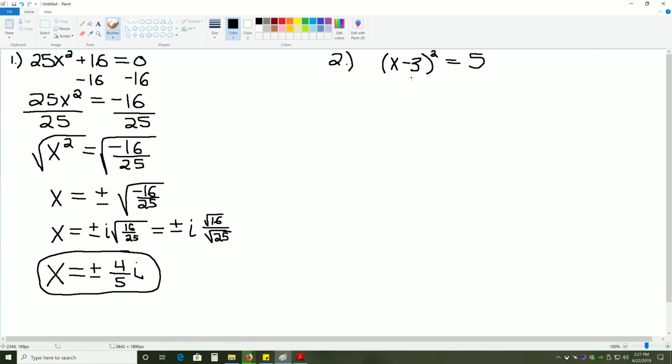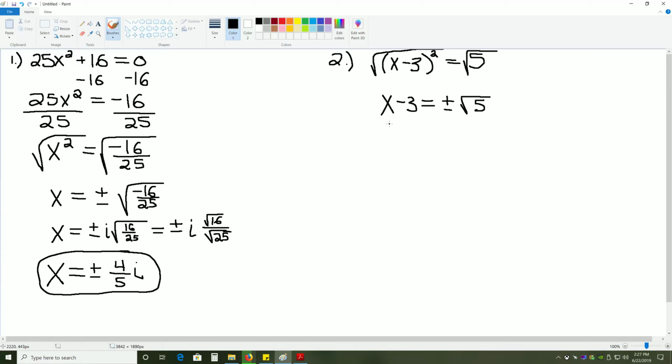Okay, so to begin this problem, the term being squared is already alone, so we do not have to do any moving terms to the other side. We can simply take the square root of each side immediately in the first step. The square root of the quantity x minus 3 squared is just going to cancel out, leaving us the x minus 3 by itself, and that will be equal to plus or minus the square root of 5.